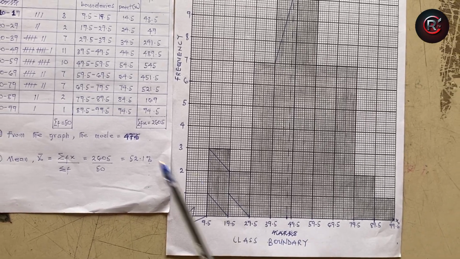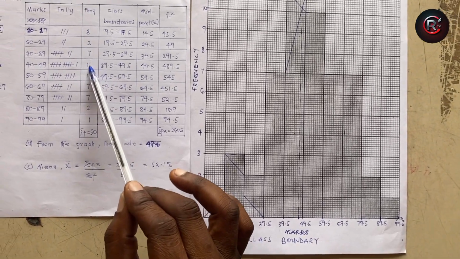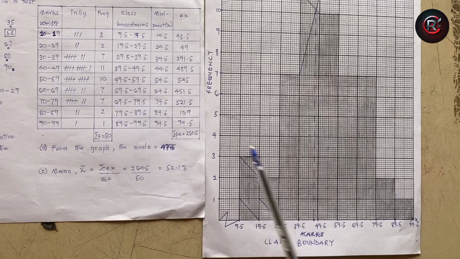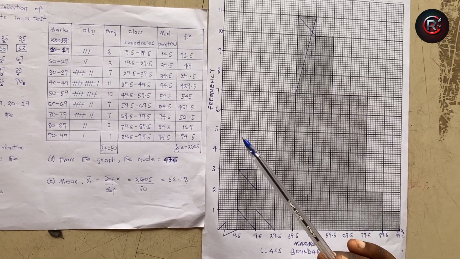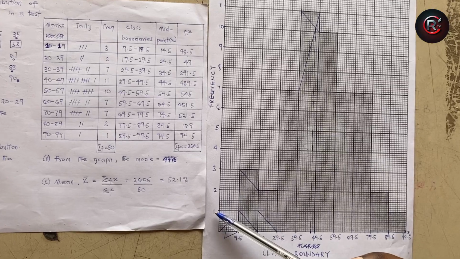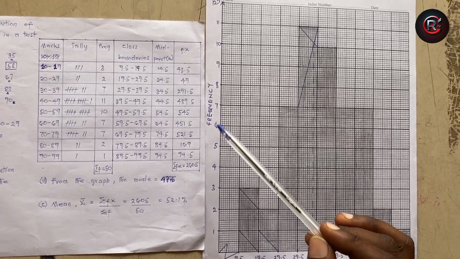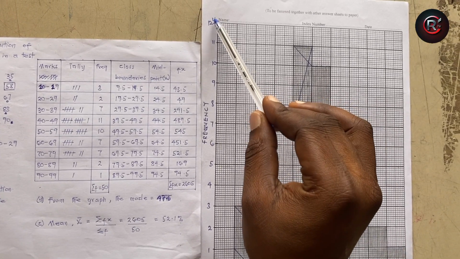All right. Now, the highest number of the frequency is 11. So we are going to choose a scale for the frequency side. And we are going to choose 2 centimeters to 1 unit. So start from 1, 2, 3, 4, 5, 6, 7, 8, 9, 10, 11, up to 12.